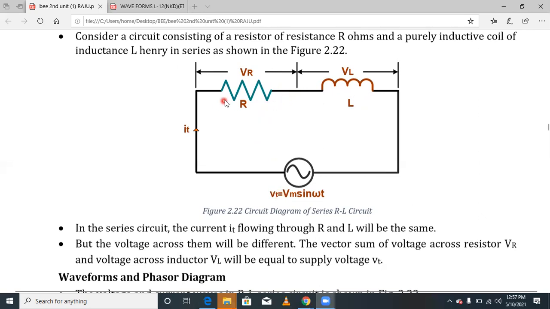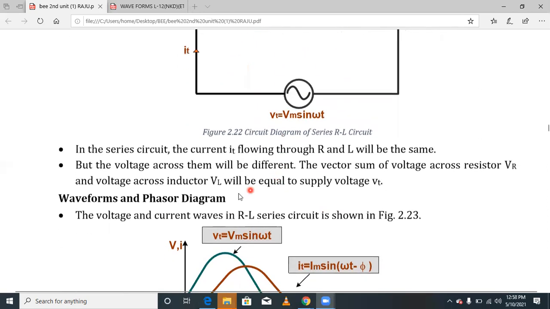For example, if VR is 2 volts and VL is 3 volts, VT is not equal to 2 plus 3. Don't take it like this. It is the vector sum of this voltage and this voltage. The vector sum of the voltage across the resistor and the voltage across the inductor is called the supply voltage VT. Understand?